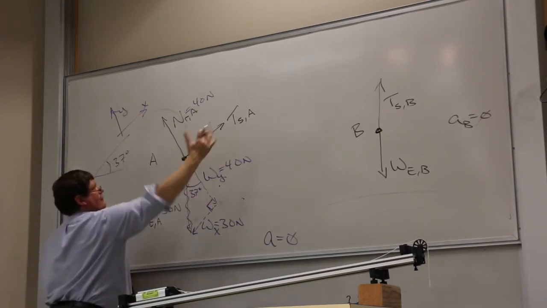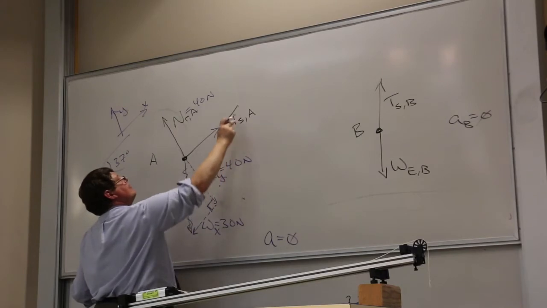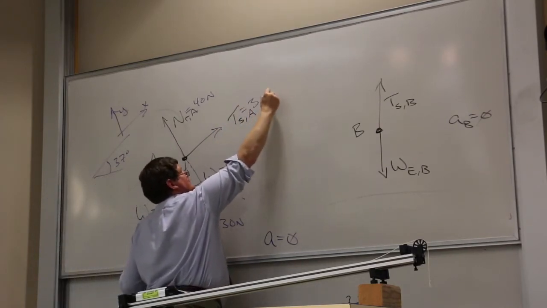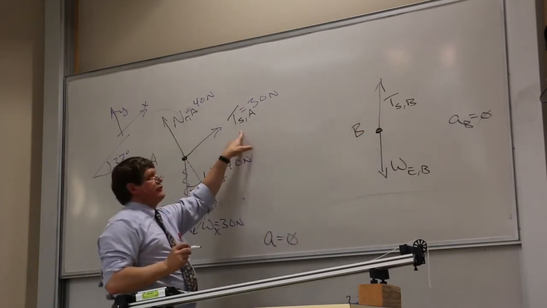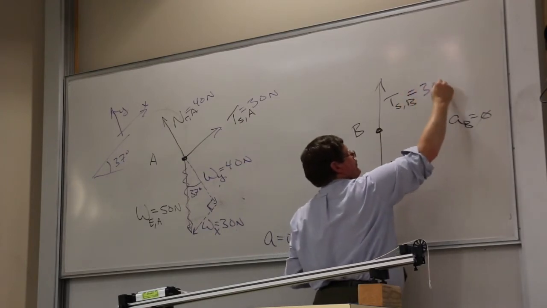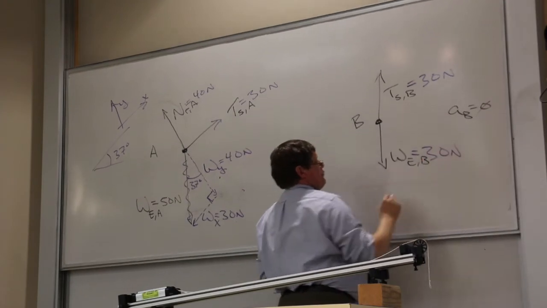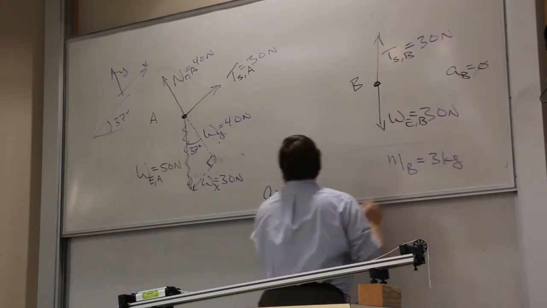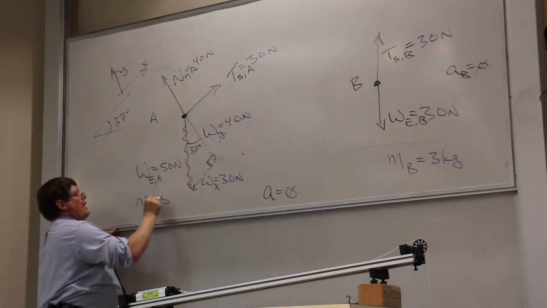In the x direction, what I'm calling the x direction, this has to balance that. It has to be 30 newtons. Because this is the other end of the massless string, by the law of massless strings, this is also 30 newtons. And that makes this 30 newtons, which means the mass of B is 3 kilograms. Now clearly the mass of A is 5 kilograms.